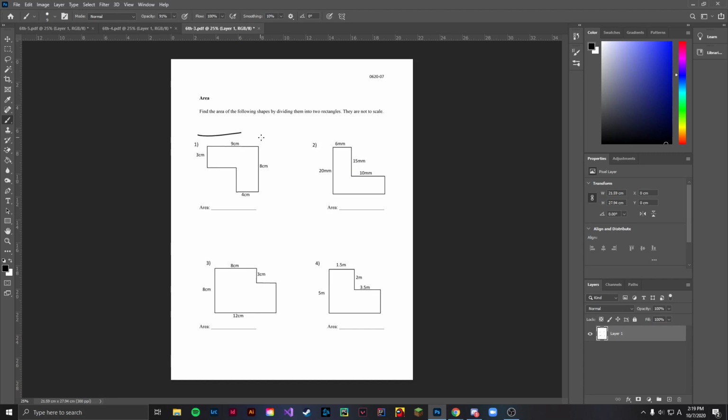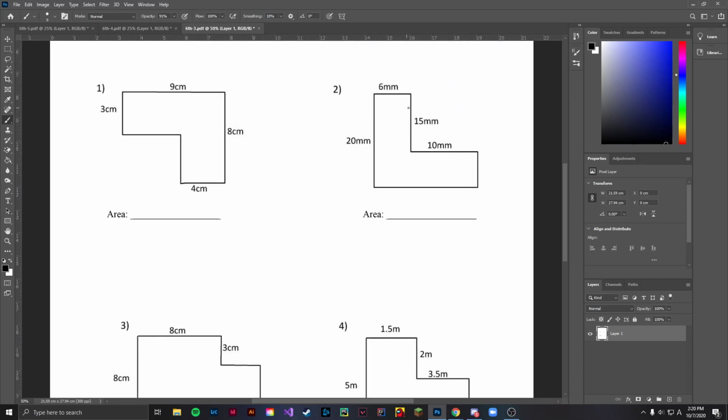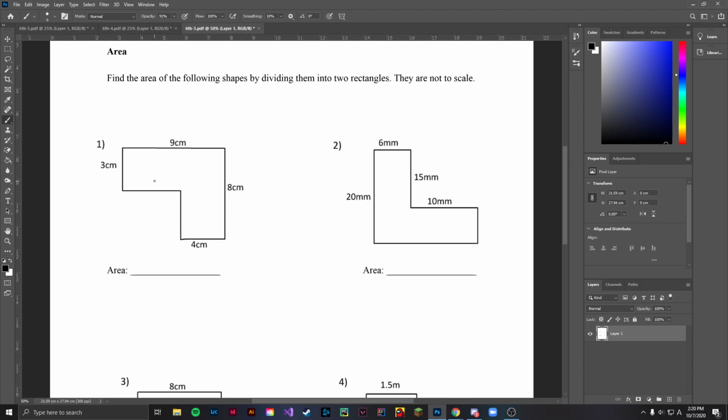Next, we got to find the area of the following shapes by dividing them into 2 rectangles. They are not to scale, which means don't grab a ruler and measure it. So let's try dividing it into 2 rectangles. How can we divide it? We can either divide it like this, or we can divide it like this. Right. Let's not divide it into 3. Let's just do it like this real quick, and then I'll do the others similarly.